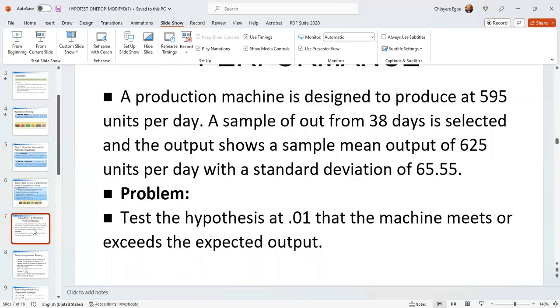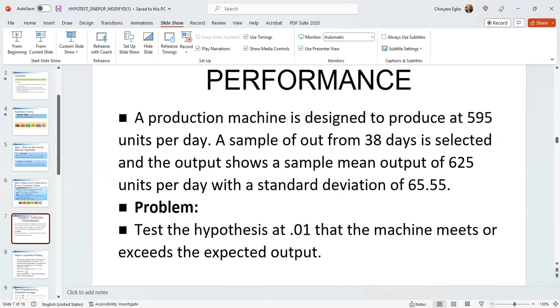Here is an example. A performance example. A production machine is designed to produce 595 units per day. So we take a sample of 38 days. It's selected and the output shows a sample mean of 625. When you select a sample, you calculate the sample mean first. And I'm going to pull up an example from scratch and show you what we mean by the output shows a sample mean of 625.